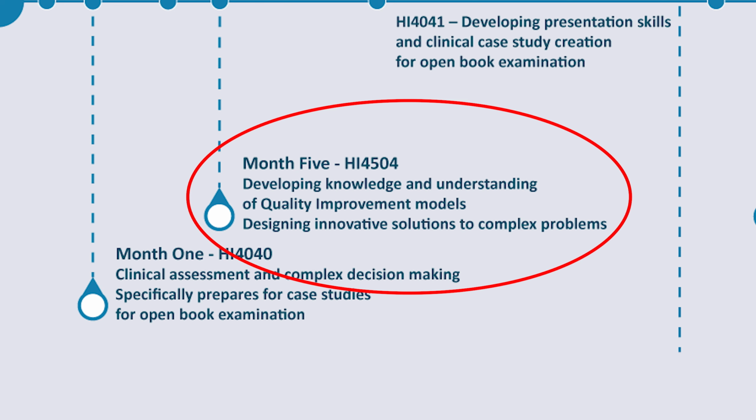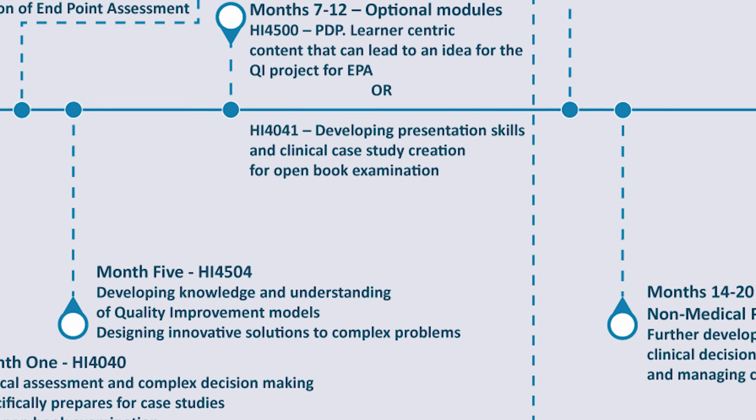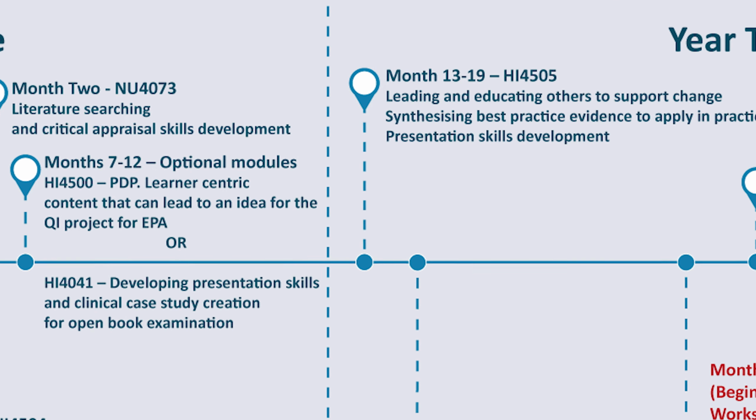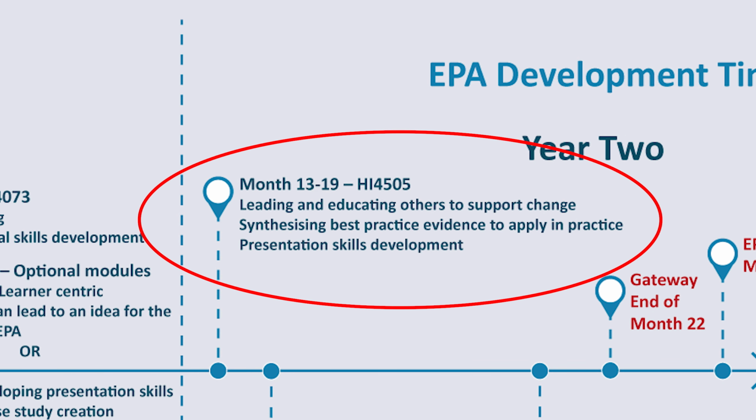You can see how this work prepares you to be able to apply these capabilities again in developing a QI project as part of the endpoint assessment. As you enter second year, you will continue your work in quality improvement as you undertake the module HI 4505, which is the second of the two dedicated quality improvement modules. Here you have the opportunity to gain a better understanding of your own leadership approach and how you apply this in practice, with the aim of acting out the plan that you previously developed in your first year.